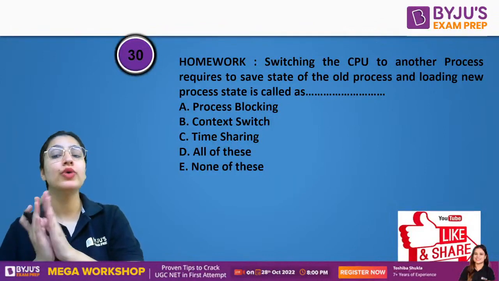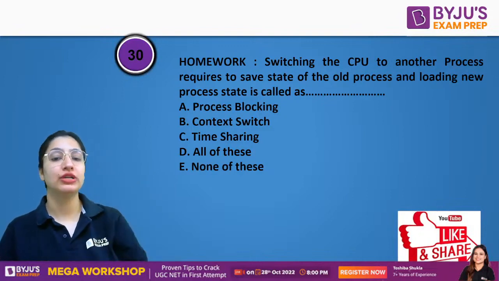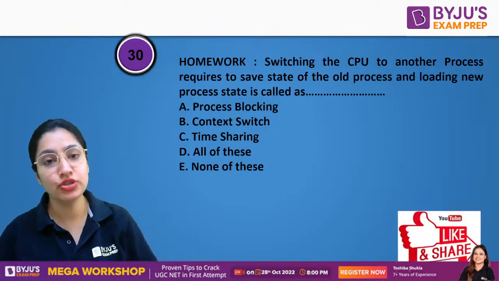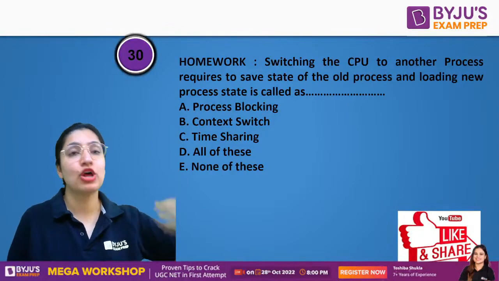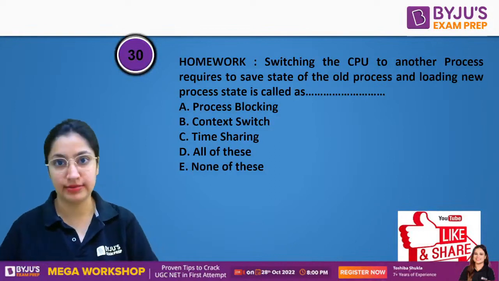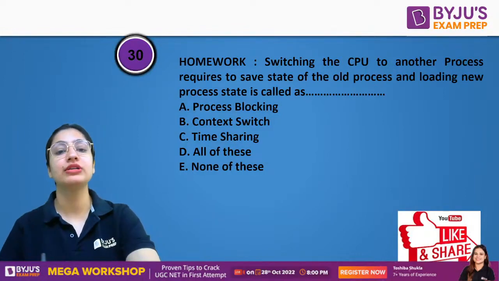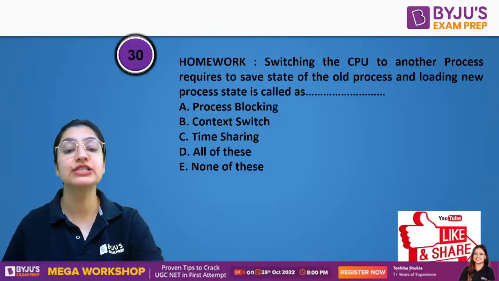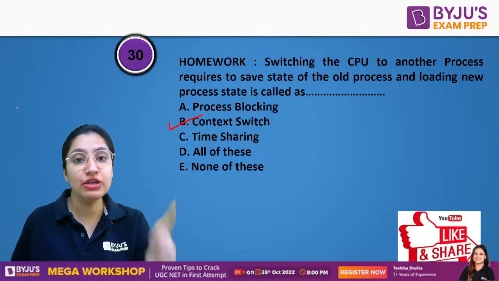Switching the CPU to another process requires to save the state of the old process and loading the new process state. This is called as what? So when you are switching from one user job to another user job, then the previous process's every information, or you can say previous process state, is actually saved somewhere. Now we are loading a new process, hai na? Pichhle process ki saari information ko hum kahin pe save kar rahe hain aur ab hum ek naye process ke saath execution dobara se begin kar rahe hain, theek hai? Ise kya kehte hain? This is called as context switching. Remember, context switching is actually when we switch from one user job to another.